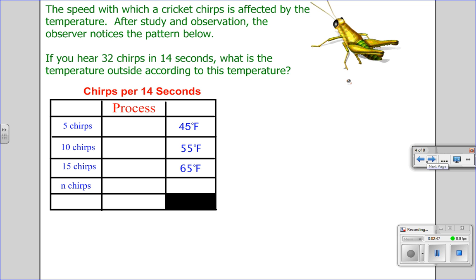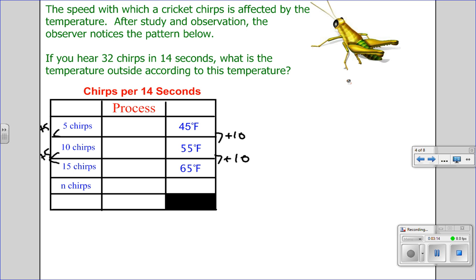All right, here's a word problem. The speed with which a cricket chirps is affected by the temperature. After studying observation, the observer notices the pattern below. So if there's 5 chirps, the temperature is 45. 10 chirps in a 14-second period, the temperature is 55. 15 chirps, 65. You might notice something a little different about this. While it's true that you're looking at plus 10 on this side, the x's aren't going up by 1. Instead, they're going up by 5 each time.